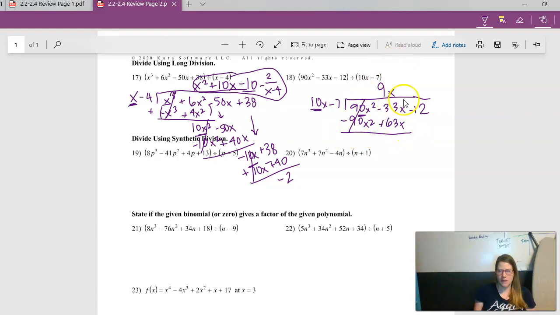That one goes to 0. So it would be 30x minus 12, just bringing that one down. 10x times 3 is 30x, so we'll multiply by 3. So 3 times 10x is 30x. 3 times -7 would be -21. Change our signs. That one goes to 0. And that would be, let's see, 11 plus 8, 19, 9. All right. So our remainder is 9. So we would need to add on 9 over 10x minus 7.